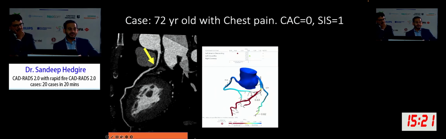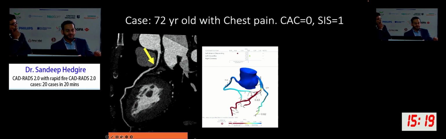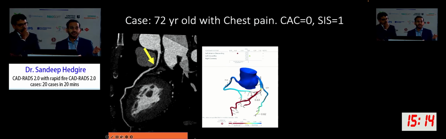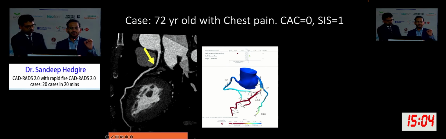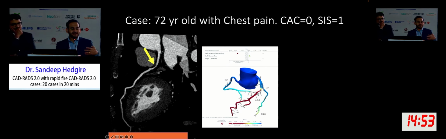Alright, next one is a sub-analysis of this case. We send it for CTFFR. CTFFR value is 0.68. So just want to highlight that you are going to get multiple numbers on the CTFFR. The number that matters the most is about 10 to 20 millimeter distal to the location of the lesion. That is the number that is most reliable, and that is being proven by the literature, as Vinit is pointing out. At that site, this number was 0.63.